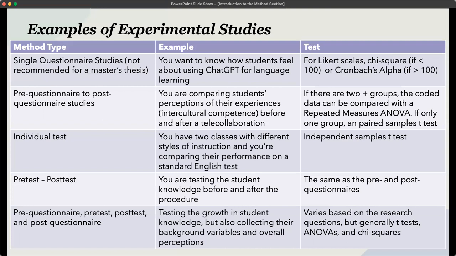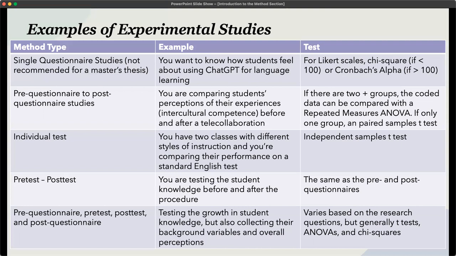For just a single test, an individual test, let's say you're testing two different groups and you want to see if there's a difference in style of instruction. You're comparing their performance on a standard English test. I've got one school that uses a lot of CLIL, and the other school uses grammar translation. These are different institutions with different methods of teaching. I can take a standardized exam and give it to the students in both schools. In this case, I'm going to use an independent samples t-test to analyze the results.